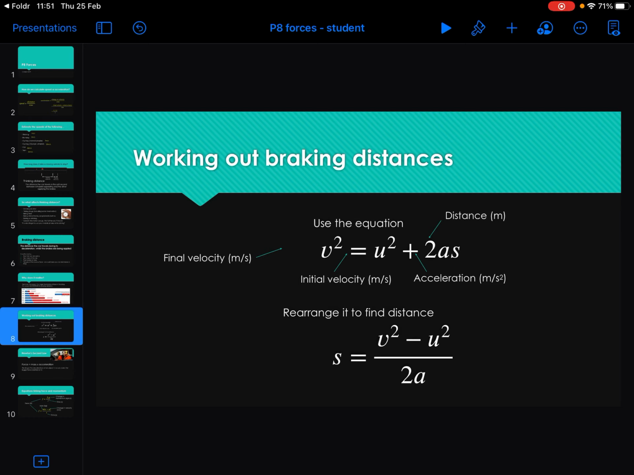So I would suggest either knowing how you rearrange and making sure you're very good at that, or remembering it, whatever you prefer. So to find the distance, s is v squared minus u squared over 2 times acceleration. Reminder, v and u are final and initial velocity.